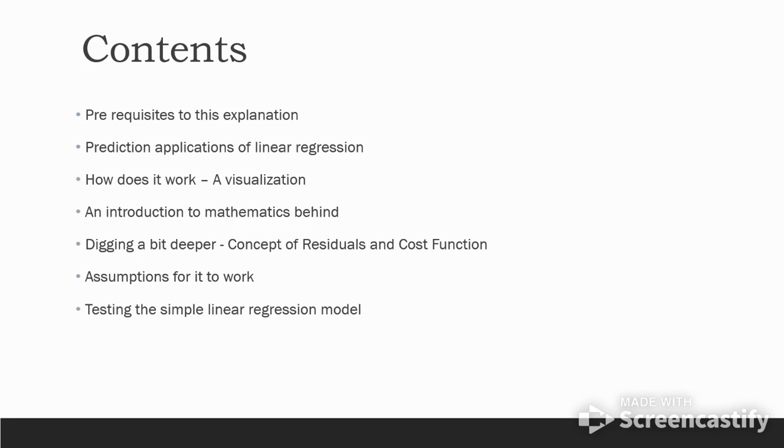A simple visualization to explain how linear regression can be used to predict a particular outcome in quantifiable terms. Then there is an introduction to the mathematics behind how linear regression works. Then we dig a bit deeper into the mathematics, and we explain the concept of residuals and the concept of cost function. Then what are the assumptions for linear regression to work? And finally, how a simple linear regression model is tested on how effective it is in making predictions.